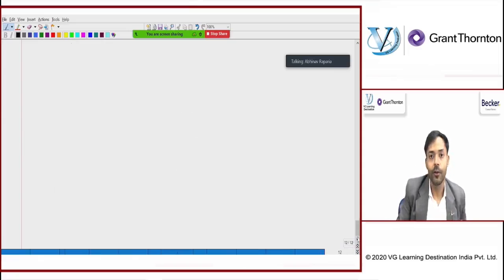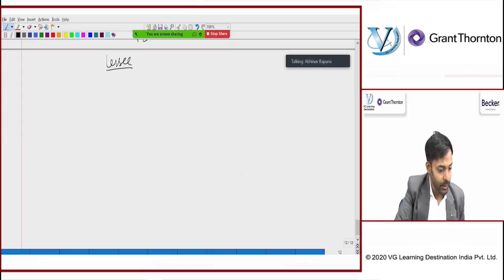The treatment of both leases is going to be more or less similar in the case of a lessee. However, there is a slight difference here. We'll do that.